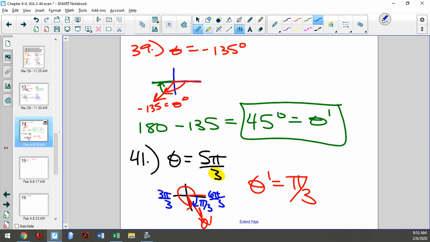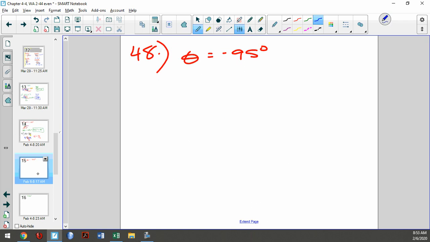Okay? The next set of instructions is exactly the same, except for these are not measurable angles on the unit circle. They're angles that represent a number that you did not memorize. Okay? So if I want to do 48, where it says theta is equal to negative 95 degrees, how do I do that? Well, it's exactly the same concept. Here's going to be 0. Here's negative 180. This is negative 90. Where's negative 95 at? It's in quadrant 3, right?